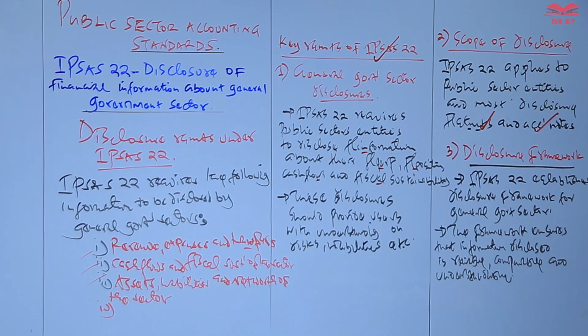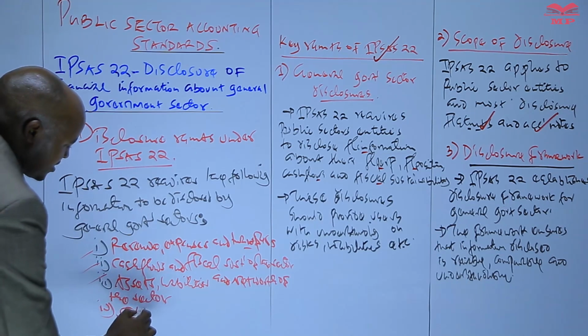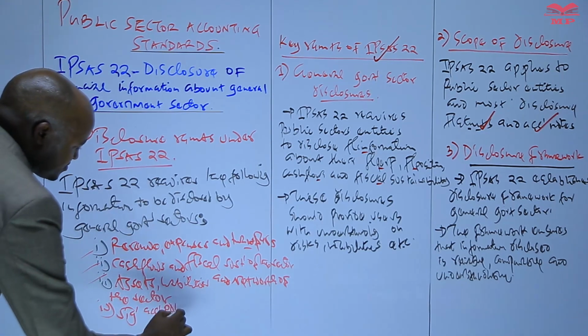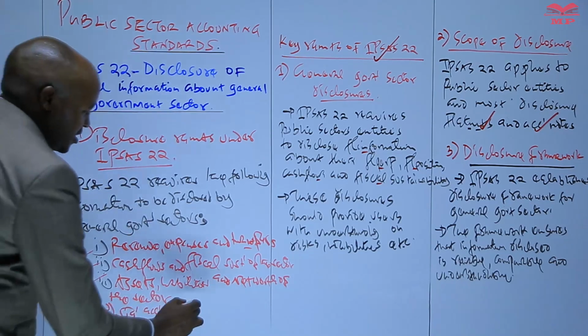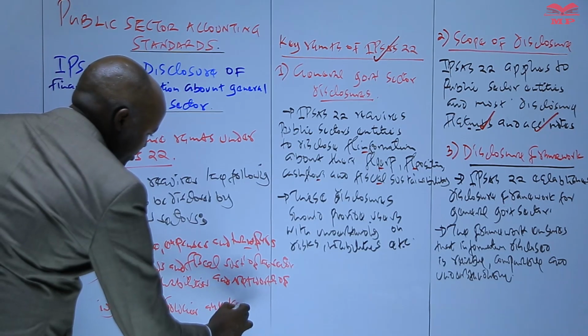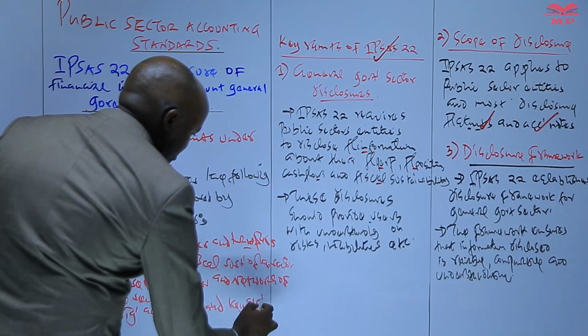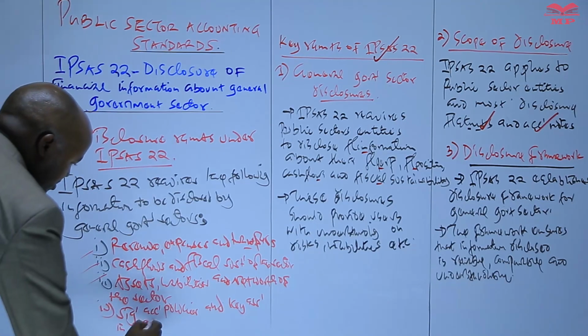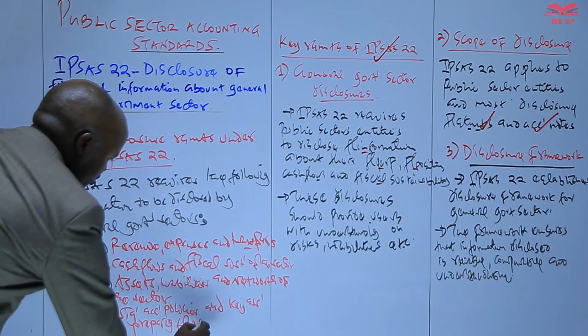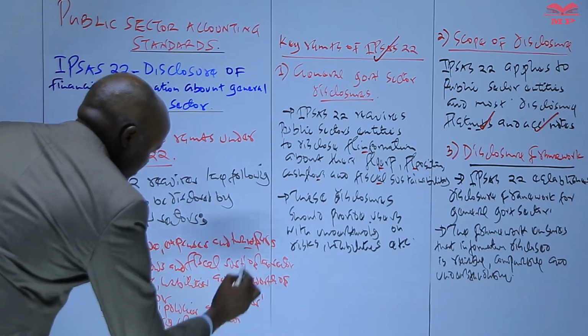The other information which also needs to be disclosed here is the significant accounting policies and the key assumptions in preparing the financial information. That is what? The significant accounting policies and the key assumptions in preparing the financial information.